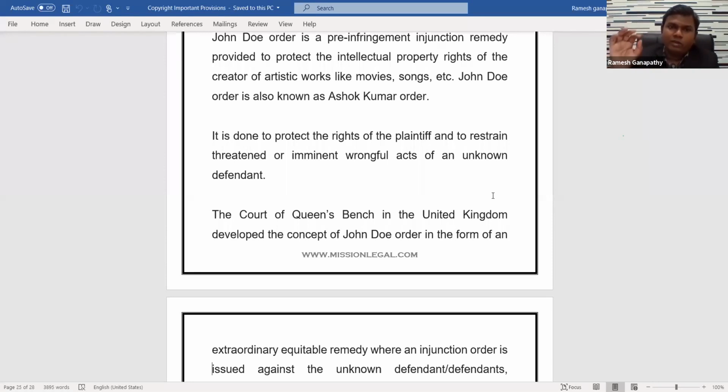If it is a high court, like the Madras High Court, they'll move a suit and ask for a John Doe order, saying that they'll give a list of all the website names. If they don't know the website name, they will straight away file the suit against the ISP, the Internet Service Provider.